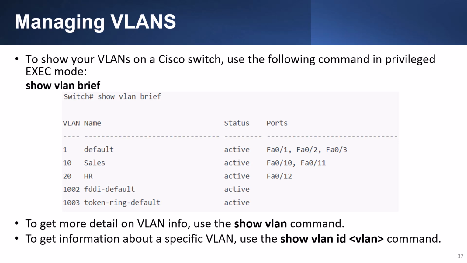To show your VLANs on a Cisco switch, use the following command in privilege exec mode: show vlan brief. To get more detail on VLAN information, use the show vlan command. To get information about a specific VLAN, use the show vlan id command followed by the VLAN ID.